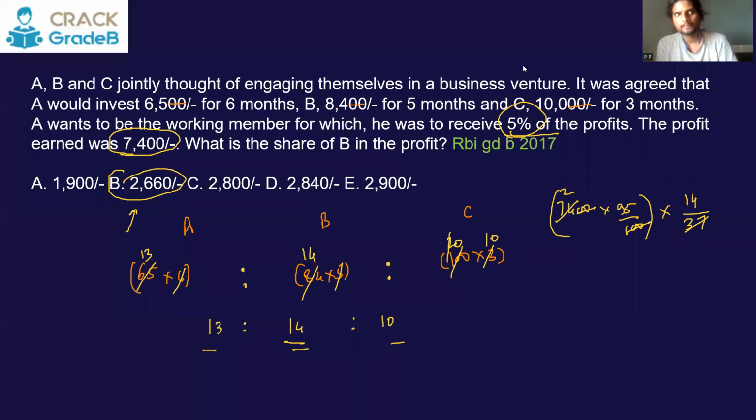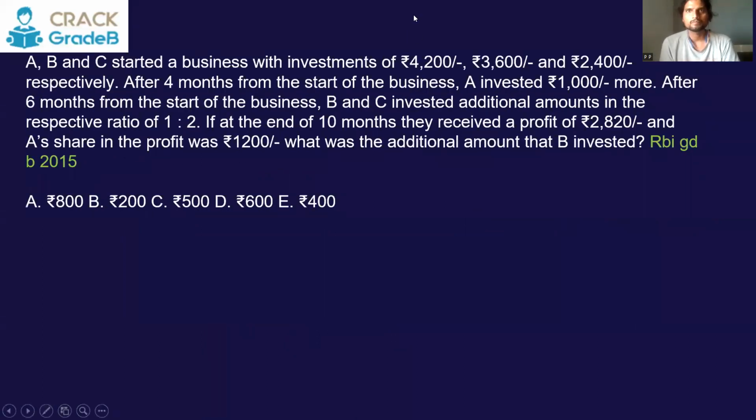Let's see one more. A, B, and C started a business with investments of 42, 36, and 24. You can let go of 2 zeros upfront. After 4 months from the start of the business, A invested 10 more. After 6 months from the start of the business, B and C invested additional amounts in the respective ratio of 1:2. If at the end of 10 months, they receive a profit of 2820 and A's share in the profit was this. So we can first of all keep A separate and B and C as a unit.